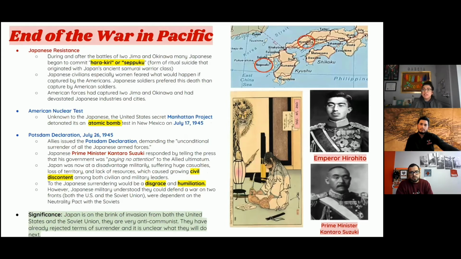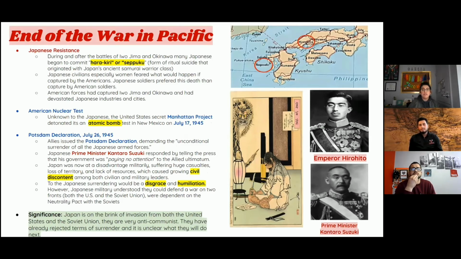So we discussed previously how the war and the battles come to an end in Europe. Let's discuss how the war ends in the Pacific. We have Japanese resistance. As Mr. Martinez alluded to earlier, the Japanese do not want to surrender, regardless of their defeats in the Pacific and regardless of recommendations for them to surrender, they refuse. During and after the battles of Iwo Jima and Okinawa, many Japanese began to commit harakiri or seppuku. It's a form of ritual suicide that originated with Japan's ancient samurai warrior class.